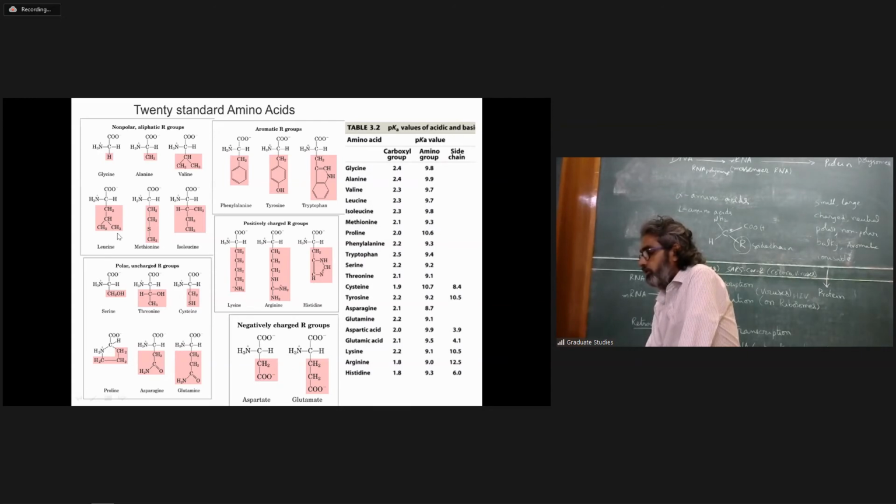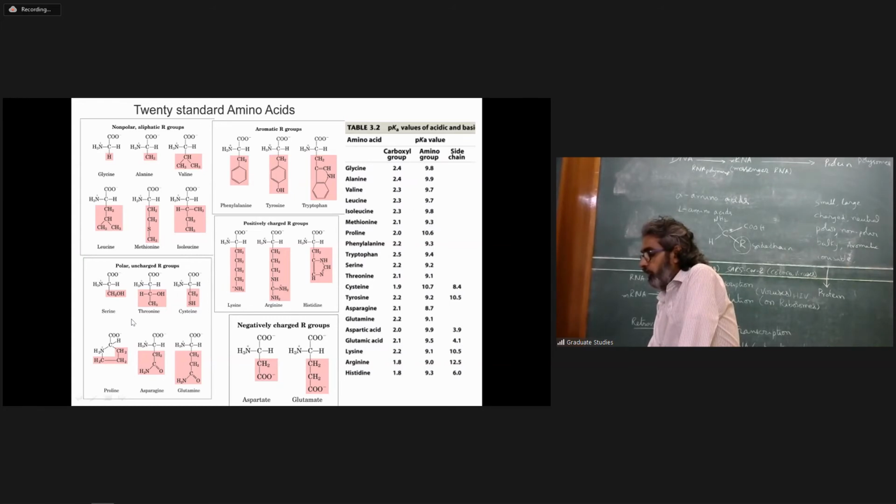Leucine has a slightly larger chain than valine, extra CH2, and then methionine having sulfur, and another amino acid which has sulfur is cysteine. That's a polar side chain, and methionine is non-polar. Isoleucine and leucine have exactly the same molecular weight, but the chain connectivity is different. In one case the side chain is propyl, and in the other it's ethyl plus a small methyl group.